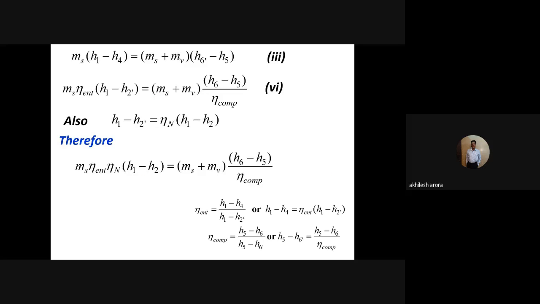ओके, तो सबसे पहले इस टर्म को देख लो, ये वैल्यू है h1 माइनस h2 डैश की, नोजल एफिशिएंसी की टर्म्स में. ये मैंने इंट्रेनमेंट एफिशिएंसी का फार्मूला लिखा है, और यहाँ से h1 माइनस h4 की वैल्यू निकाली है इंट्रेनमेंट एफिशिएंसी की टर्म में, और ये कंप्रेशन एफिशिएंसी है. और यहाँ से मैंने h5 माइनस h6 डैश, यहाँ उल्टा भी कर सकते हैं, उसकी वैल्यू निकाली है यहाँ पे, ये आ गई.